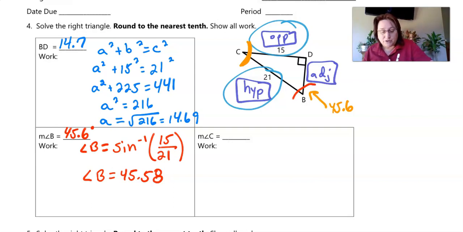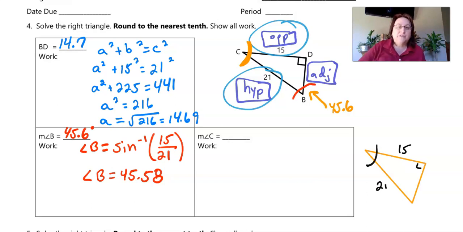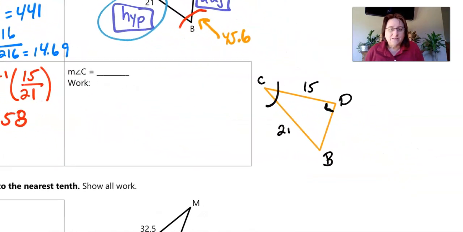Instead of relabeling it, I'm going to redraw it out here for us. So I've got this triangle. I know that this is 21, this is 15. Here is my reference angle. This is C. This is what I'm looking for out here. And here's my right angle. I know that's kind of hard to see. Now I've redrawn that triangle. I can still figure out which trig functions to use. I can label my triangle. So let me zoom in here. This is for C.